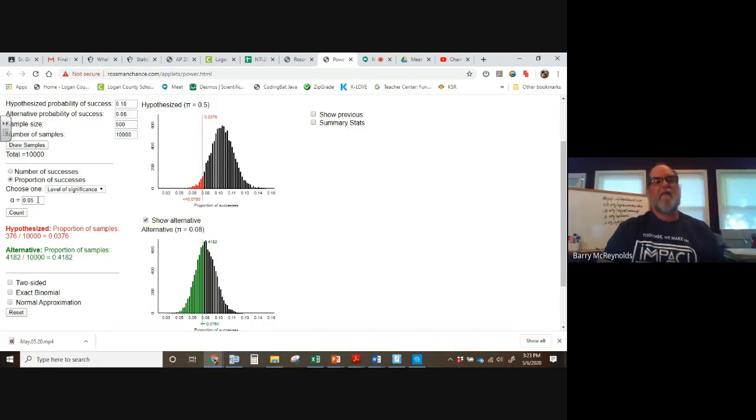So at a 5% significance level, this is a one-tailed test. We're only concerned about the alternate being less than 0.1. I'm going to have to take more samples. And you might say, well, Barry, what happens if you do the sample again? I think that's a fair question. So let's keep everything the same. We'll keep this number 0.42 in the back of our head. Let's take another sample of 10,000.